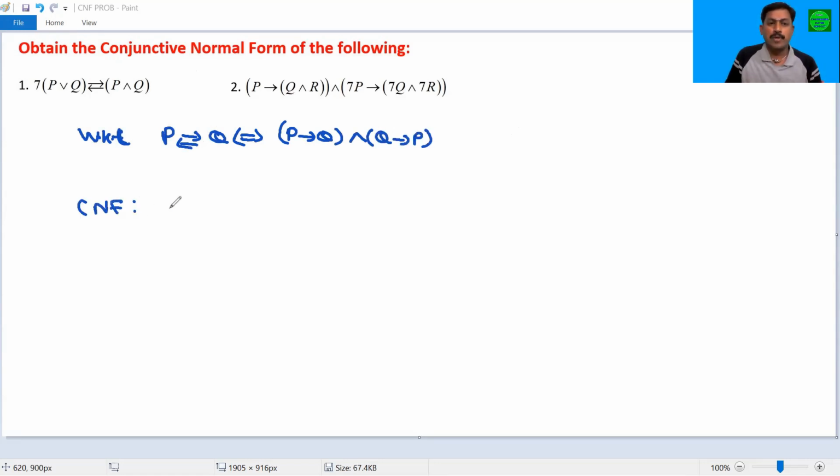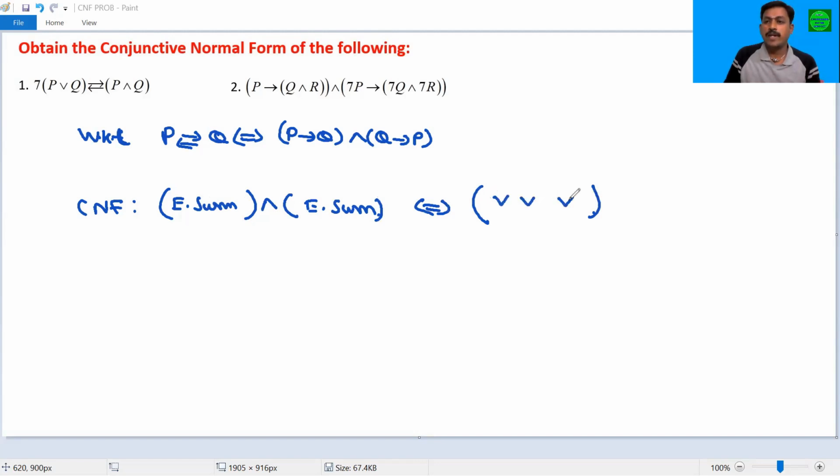Conjunctive normal form means conjunction between elementary sums. I can write simply P sum. So here also elementary sum. Elementary sum means some variable, negation of the variable, and in between that, if you take disjunction, that is called elementary sum. Same here also, the elementary sum will be like this, and in between these two bracket terms you will have the conjunction, then we call it as conjunctive normal form.